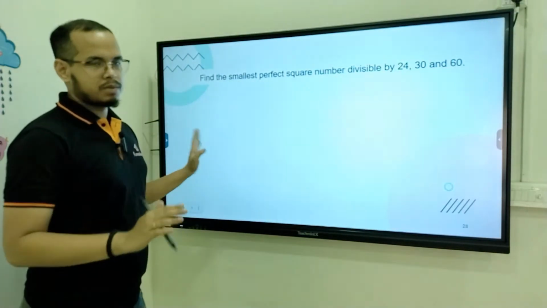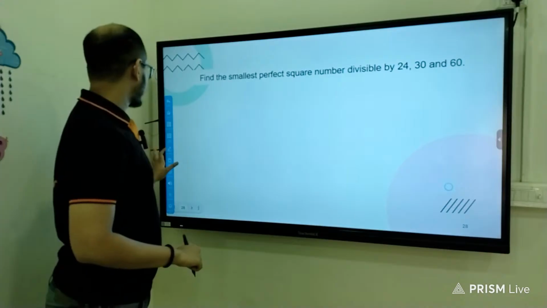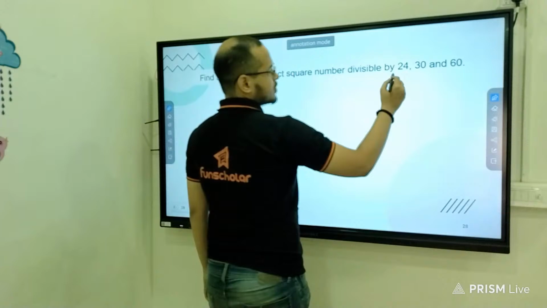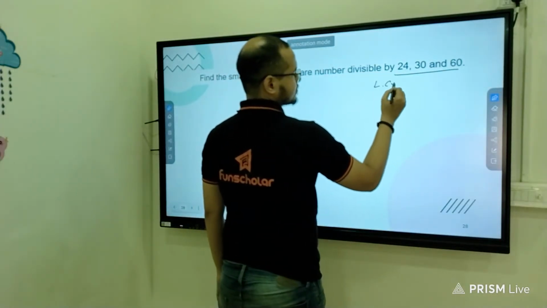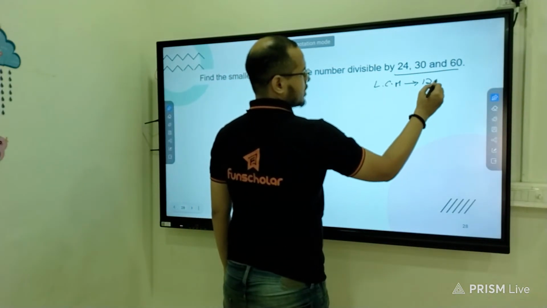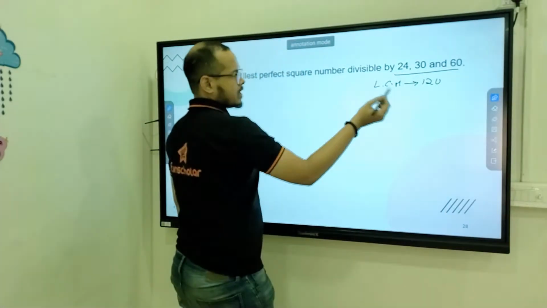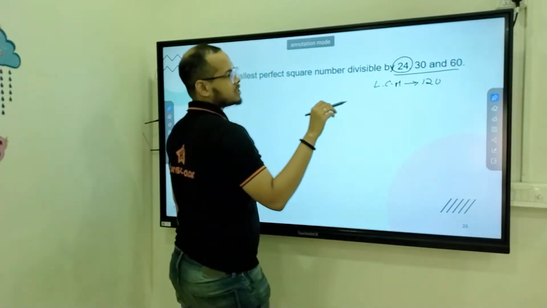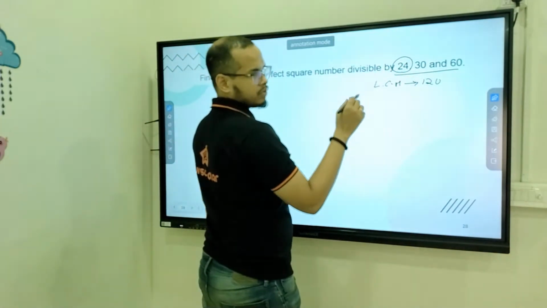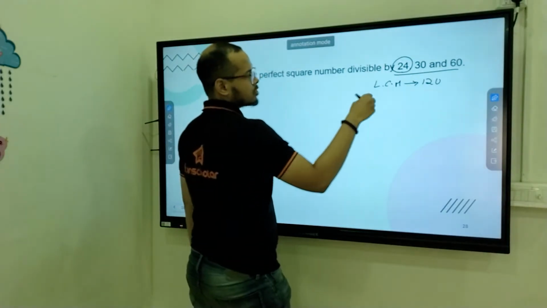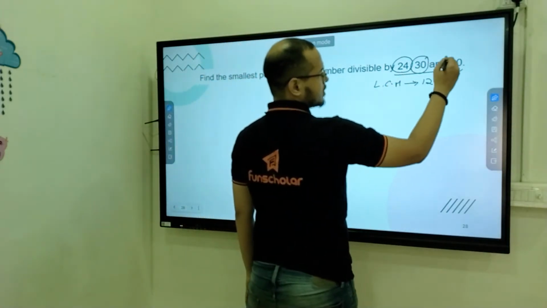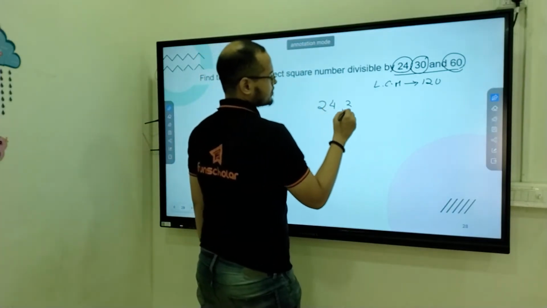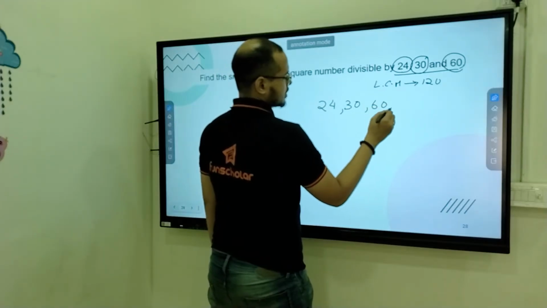Okay, now the shortcut method to do this sum. What shall we do? Okay, we know perfect squares. So first, find the LCM. 120. Okay, now the LCM of this is 120. For 24, what is the least multiple of 24 that will be a perfect square? What will be the least multiple of 30 that will be a perfect square? 60 that will be a perfect square. So first thing that we will do, 24, 30, 60.